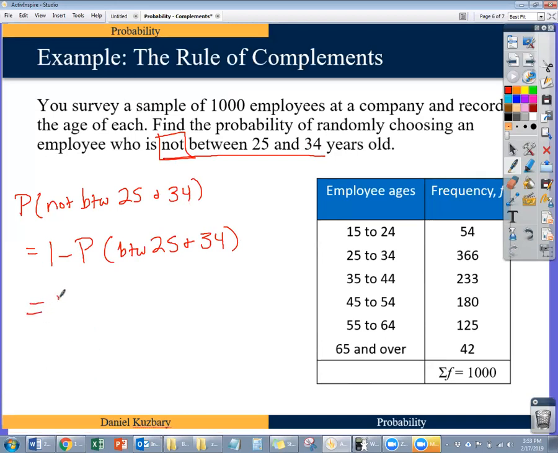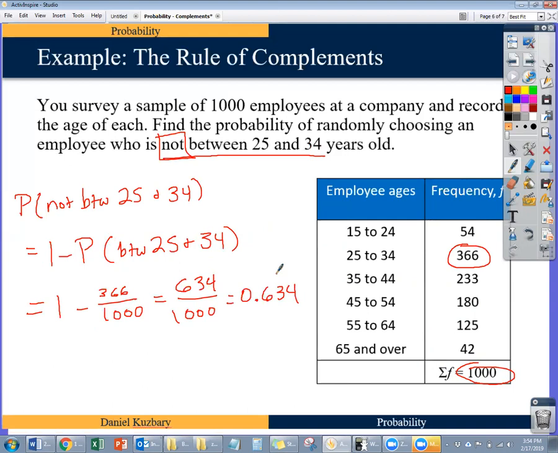The next thing I need to do is find out what this probability is. Well, here's a frequency distribution, and I have the number of people who are in that age range, and I have the total number here. So the probability that I fall between 25 and 34 is going to be 366 over 1,000. And that ends up being 634 over 1,000, or 0.634. And see, that was quick.